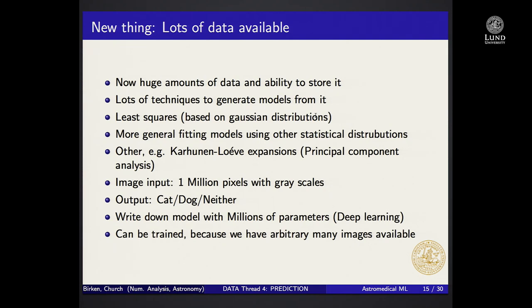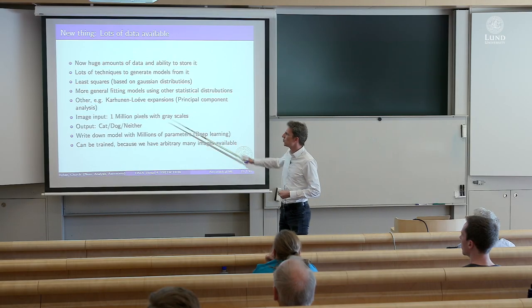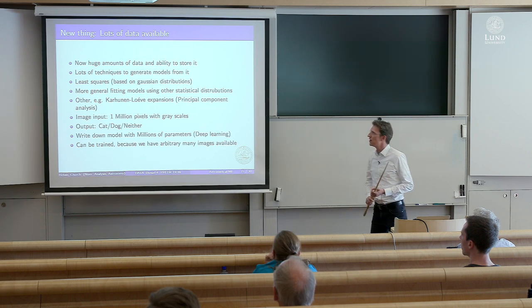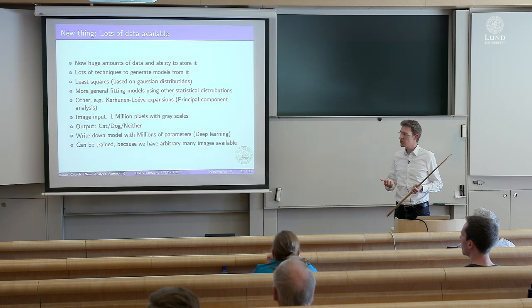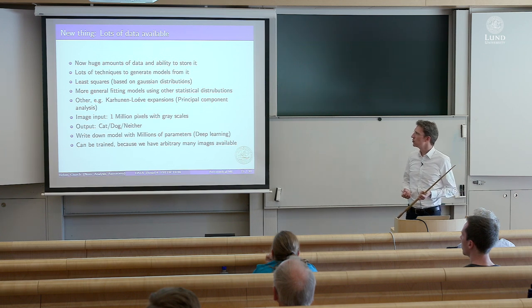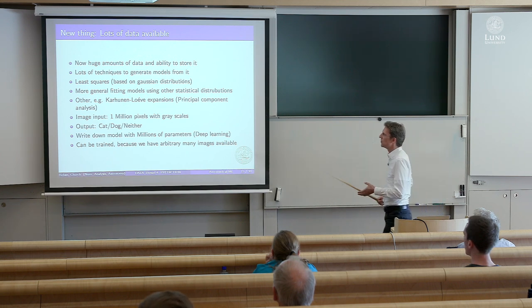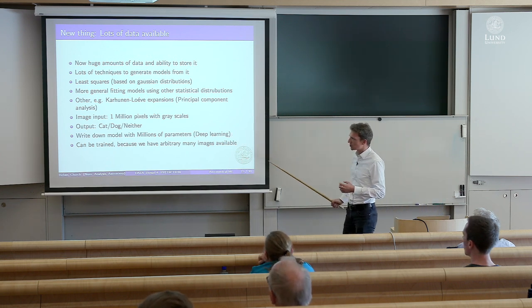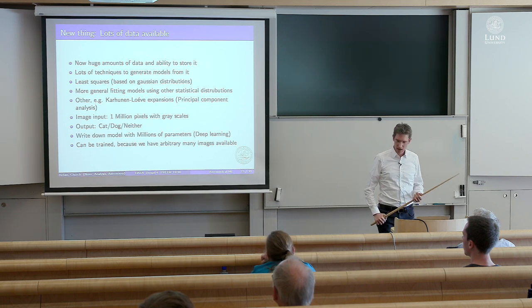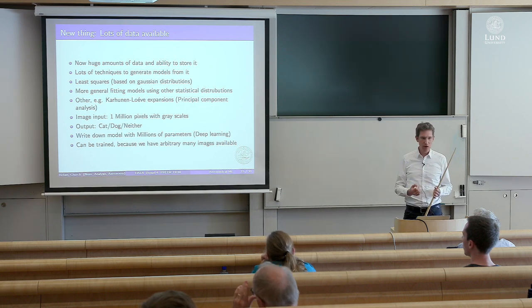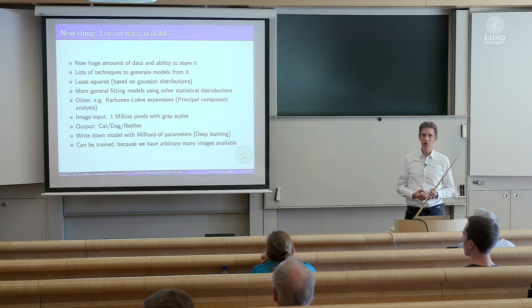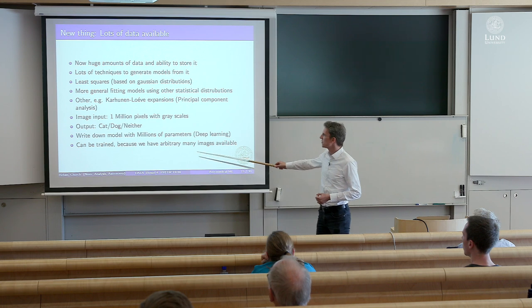And if you have only data, then you have to apply some of these methods without a mathematical differential equation-based model. So an example could be the question: does an image show a cat, a dog, or nothing of it? You have a typical image, it's a million pixels with grayscales. You write down a model with millions of parameters. Well, millions is maybe a bit much, but anyhow, in deep learning, the point is that you have tons of parameters. But because you have arbitrarily many images available with cats and dogs, it's no problem to train a model with this many parameters.